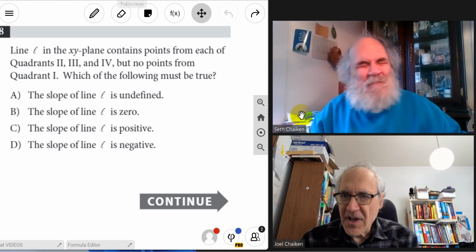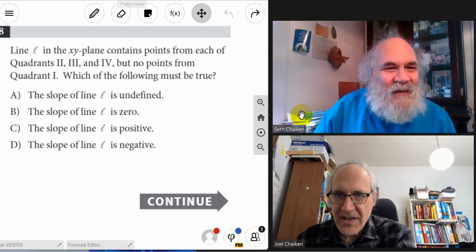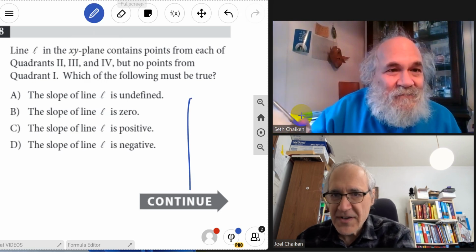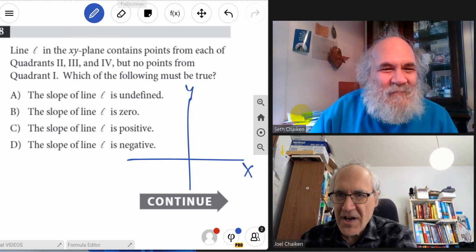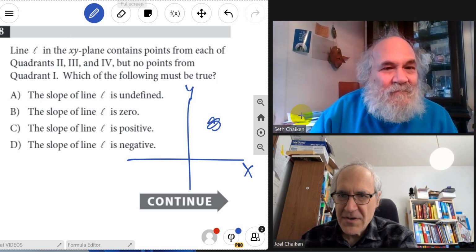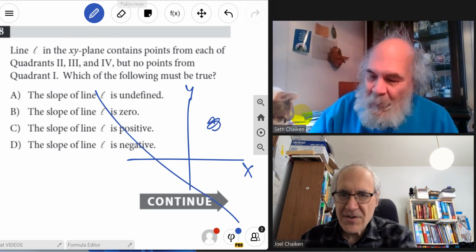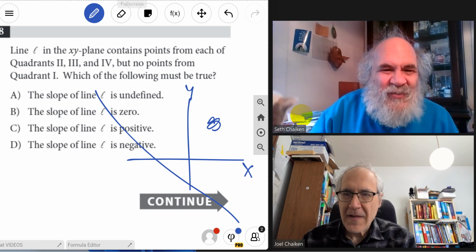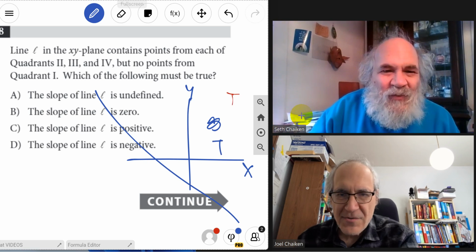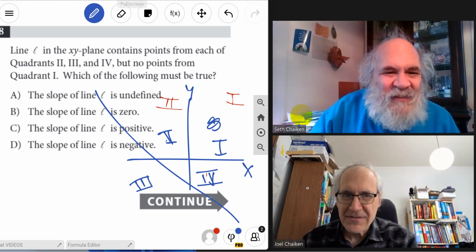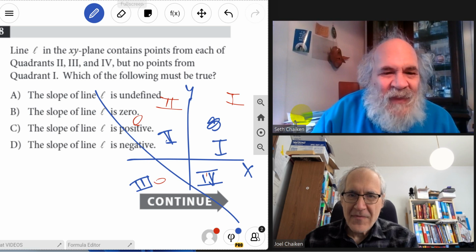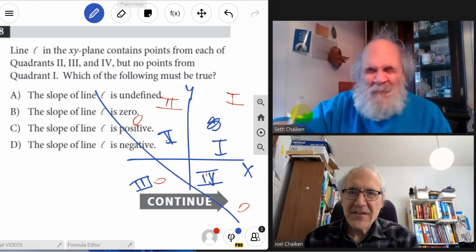Okay, so line L is in the XY plane. Let me draw an XY plane. Line L contains points from each of the quadrants, but nothing from this one. You have to remember which quadrants are which. This is quadrant 1, 2, 3, 4. So we have a point here, a point here, and a point here, none in there.